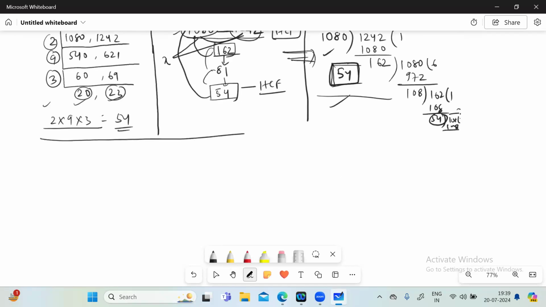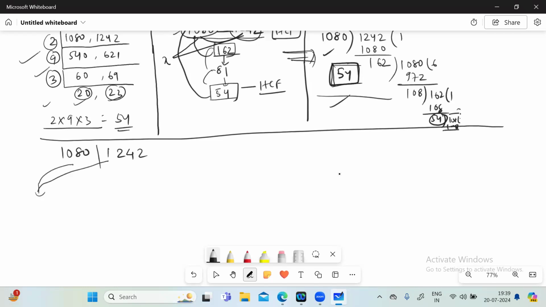So there are other ways to find HCF also. Like, 1080 is there, and 1242 was the another number. So in order to find the HCF, what we'll do, I will try to extract all the common factors like I did here. Here we were doing it by writing the residual number. Here I'll try to fetch.